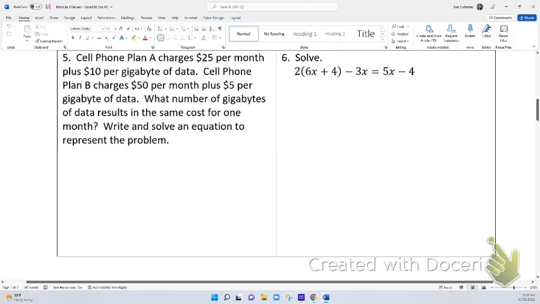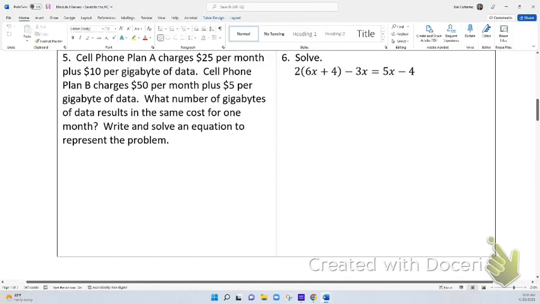Number 5 is just another example of what we just did. So we have two cell phone plans. Cell phone A charges $25 per month plus $10 per gigabyte of data. Now you guys are lucky because back in my day, back in the year 2003, 2004, we had to buy every gigabyte, whereas now it's unlimited data for AT&T, Verizon, T-Mobile, you name whatever plan, right?